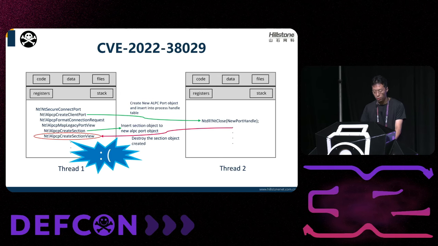The picture describes the race window in the connect port function. The kernel creates the first ALPC port, and we can try to close the handle in a second thread. If this close happens between the create section and the create view port function, you can get a blue screen. However, I think this kind of issue is a little bit hard to exploit because you need to win the race first.